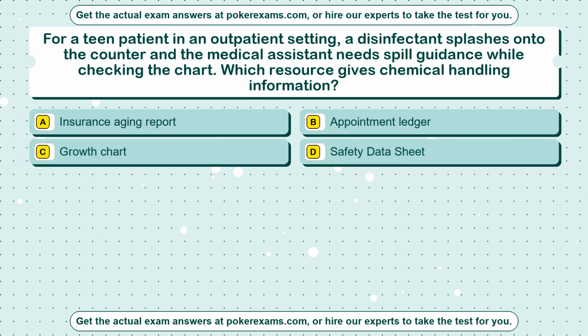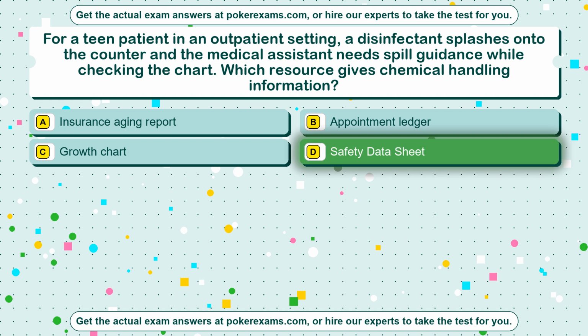Question 10. For a teen patient in an outpatient setting, a disinfectant splashes onto the counter and the medical assistant needs spill guidance while checking the chart. Which resource gives chemical handling information? Option A, insurance aging report. Option B, appointment ledger. Option C, growth chart. Option D, safety data sheet.